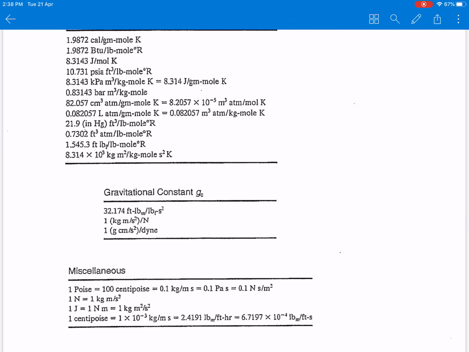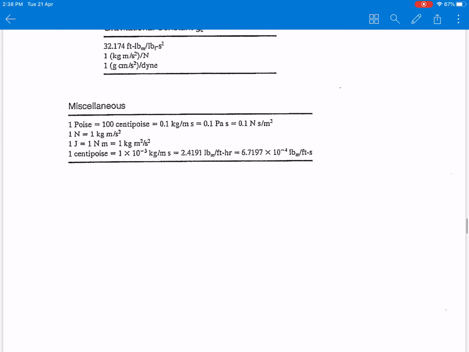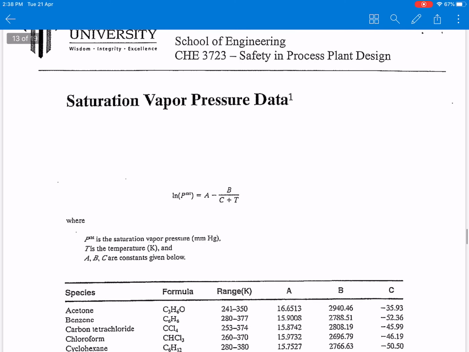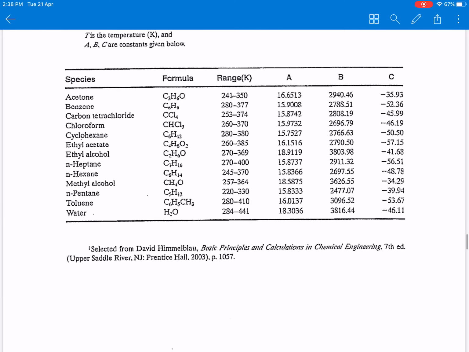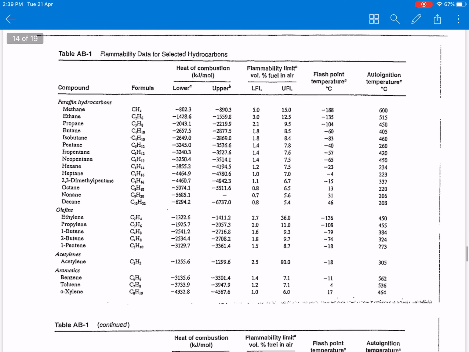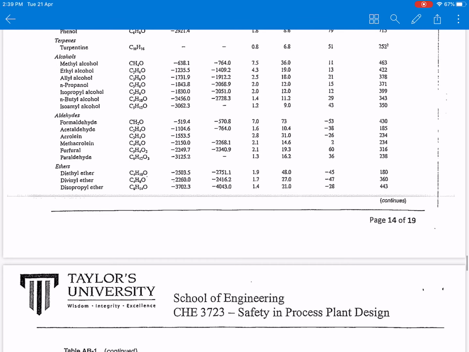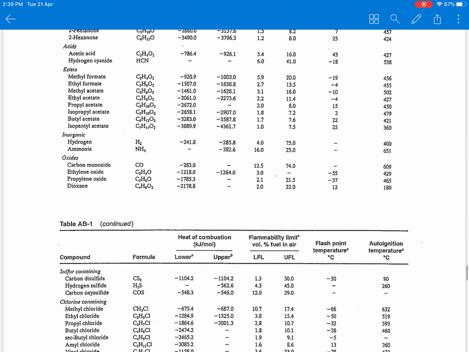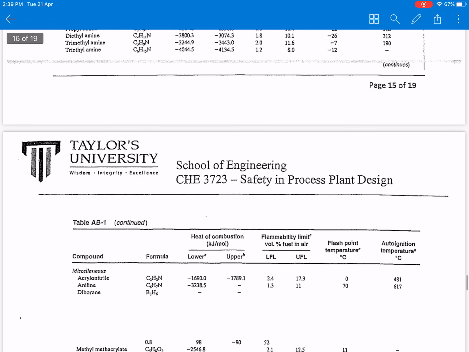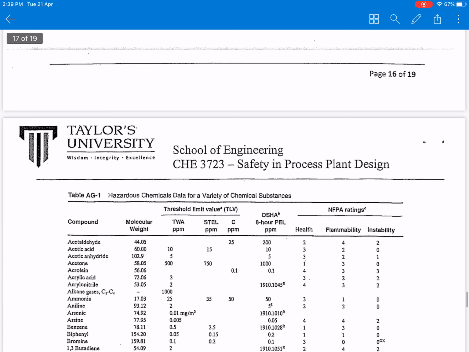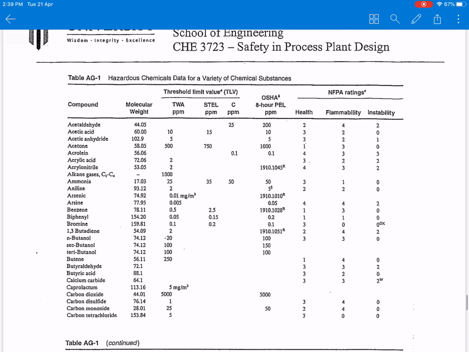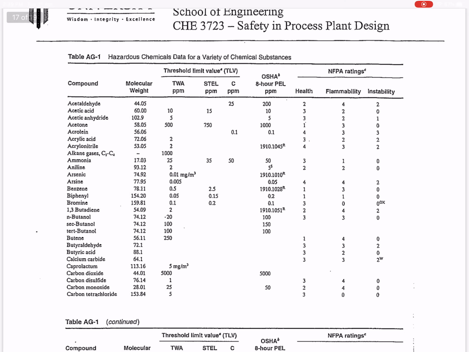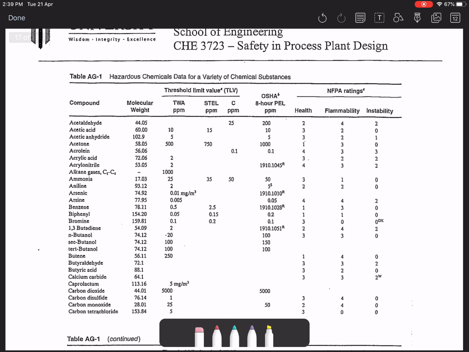So basically all the things that you need to know are given. You just need to know how to apply them. And I have this saturated data. Nope. I want to go to threshold limit value. So continue to scroll down until you find, okay, here we are. We have this threshold value data.